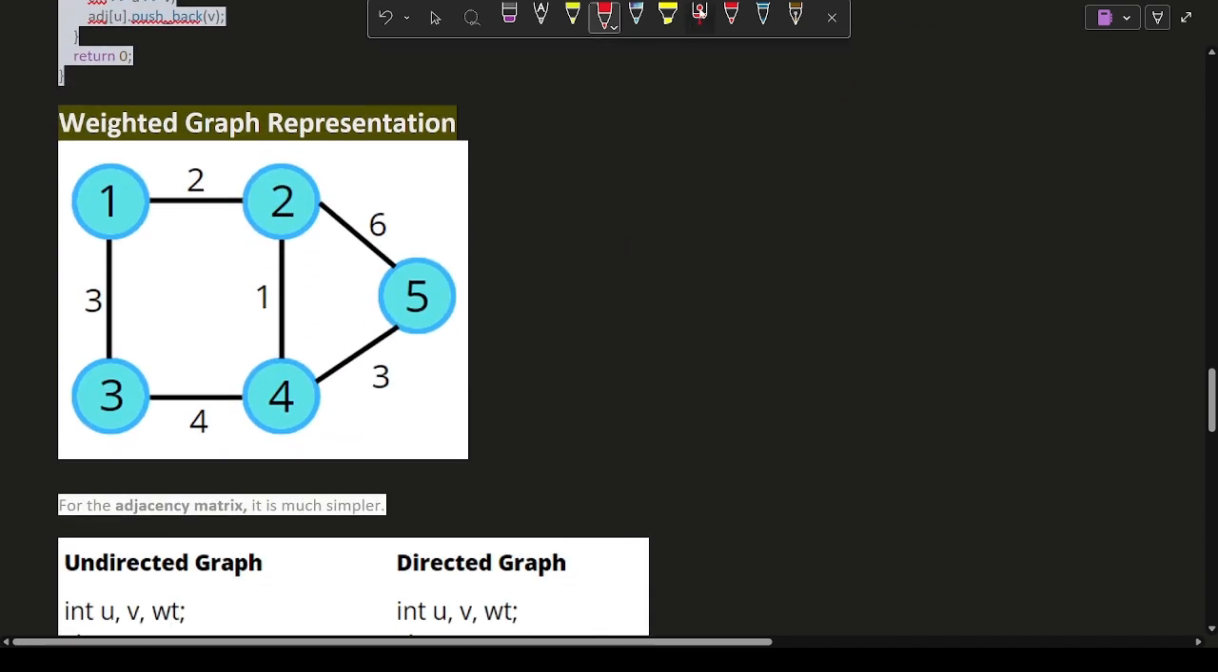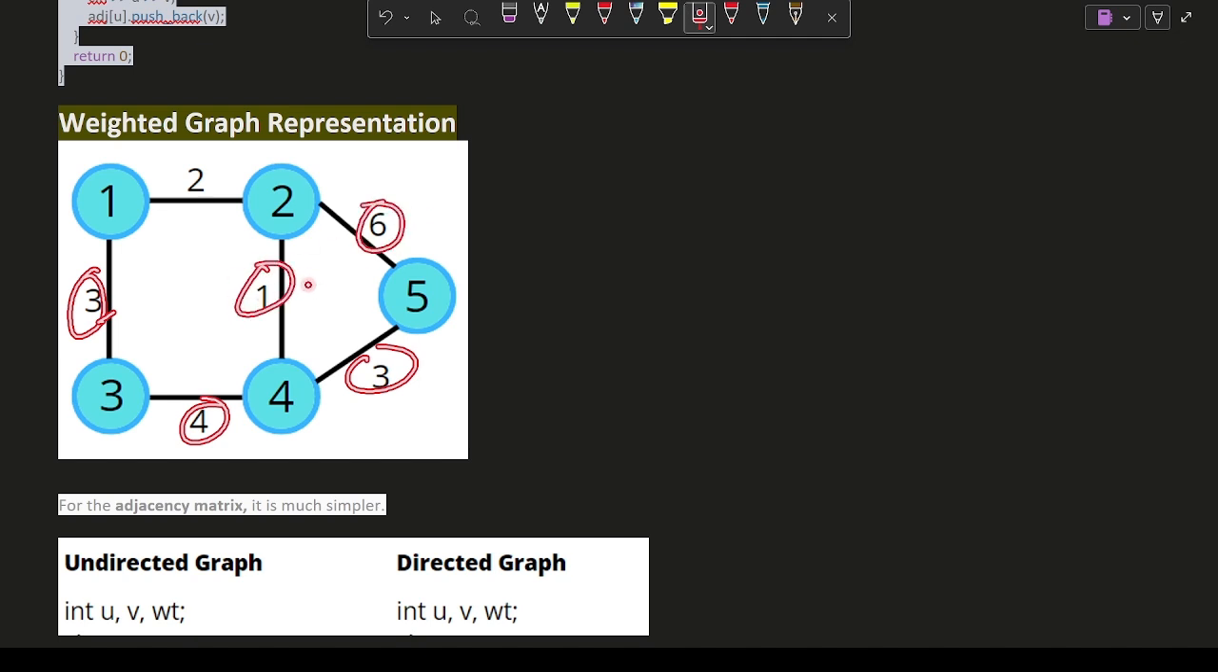Now come to weighted graph representation. First, let's define what the weight of a graph is. Here 1 is connected to 2, so there is some weight. This number represents the weight of this edge connecting the nodes. If I write nothing here, that shows a default weight of one between these two nodes. Here the weights are 3 and 6. So this edge and this number represent the weight.